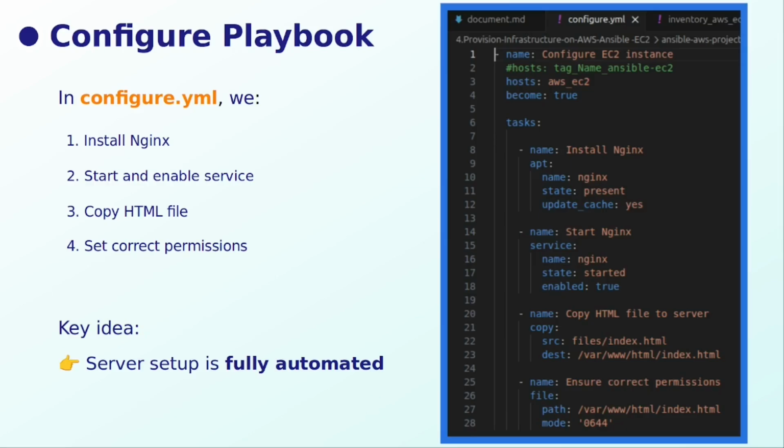Configure playbook. Configure EC2. After provisioning, we move to the configuration phase. In the configure.yaml playbook, we automate the server setup, starting with installing Nginx. This turns our EC2 instance into a web server. Next, we start the Nginx service and enable it to run on startup. Then we copy the HTML file from our local machine to the server. Finally, we set the correct file permissions.